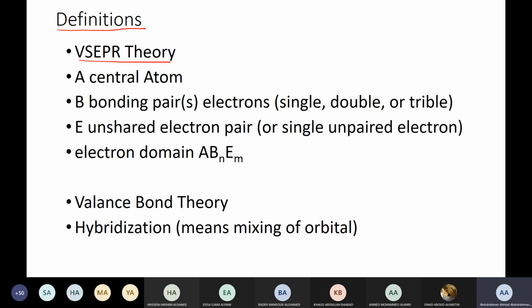Second, I want you also to know the electron domain. Electron domain is very important, and we talked about it a lot, in which A is the central atom, B is the bond, not the terminal atom, it's the bond, and E is the electron pairs. I also want you to know that in this chapter we have valence bond theory and the meaning of hybridization.